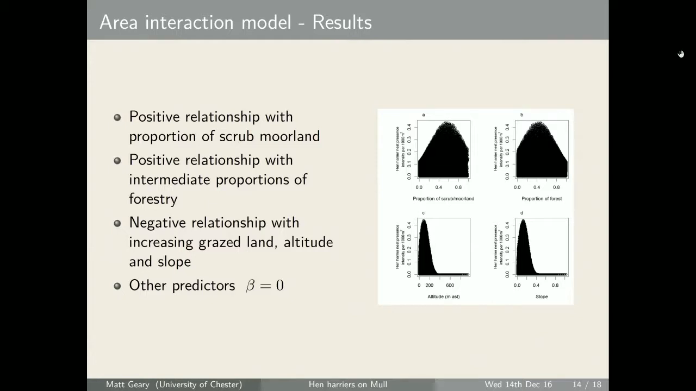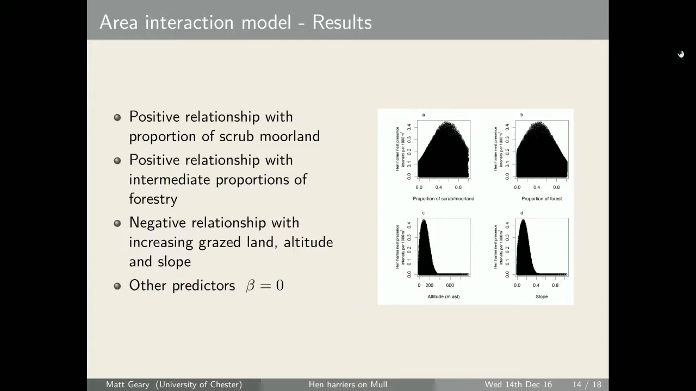And actually, in terms of the ecology, it's interesting, because what this model shows is that hen harrier on Mull have an association with habitat that was defined as scrub moorland, combinations of heather with areas of small low scrub, just like we'd expect. That is the most influential habitat in a lot of ways. But also, they have positive relationships with intermediate proportions of forestry, which includes, in this case, closed canopy forestry. Based on the forest inventory, these are areas where the forest is mature, as well as areas where the forest is young. And we have a negative relationship with grazed land, altitude, and increased slope, all of which you might expect from hen harrier ecology.